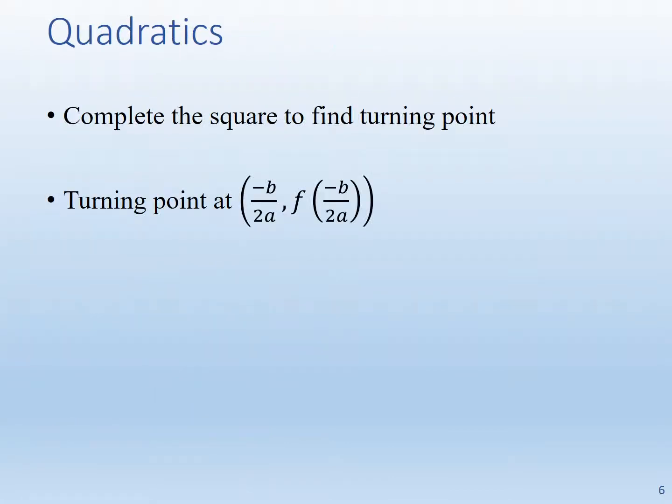So we've seen that we can complete the square to find the turning point, and that it occurs when x is equal to -b over 2a. Using that value in the equation for y, we can then find the minimum or maximum value of y.